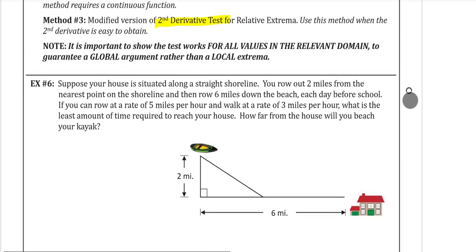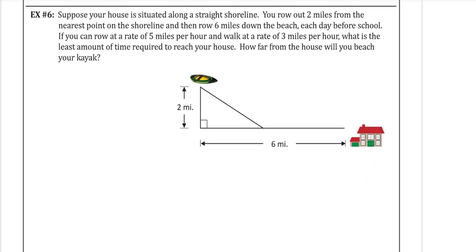So example 6, we have your house is situated along a straight shoreline. You row out 2 miles from the nearest point on the shoreline and then row 6 miles down the beach each day before school. I'm going to change some things here because otherwise the problem doesn't work out right. I'm going to say that you row at a rate of 3 miles per hour. And instead of walking, we're going to jog. And we're going to jog at a rate of 5 miles per hour. Okay, what is the least amount of time required to reach your house? How far from the house will you beach your kayak?